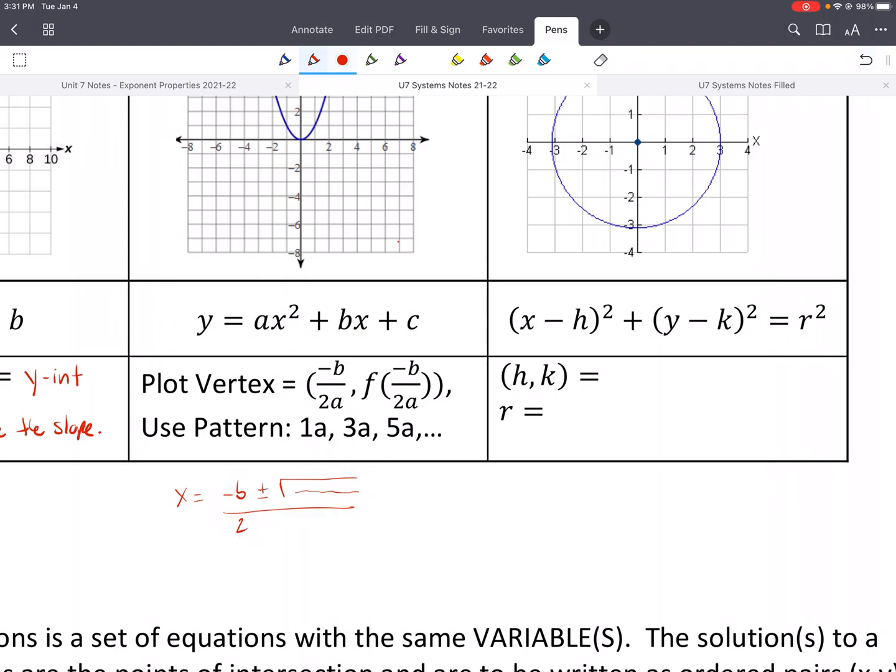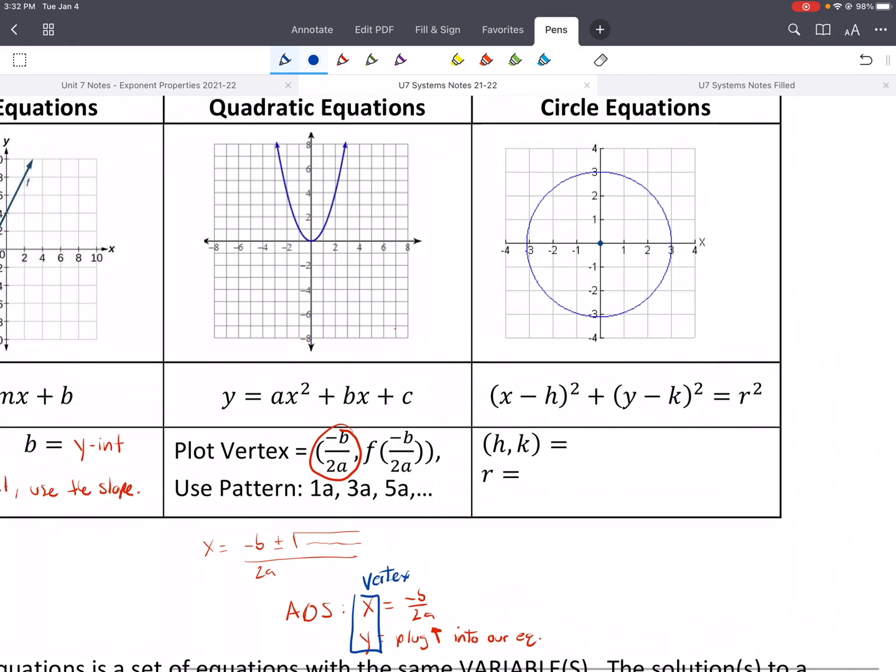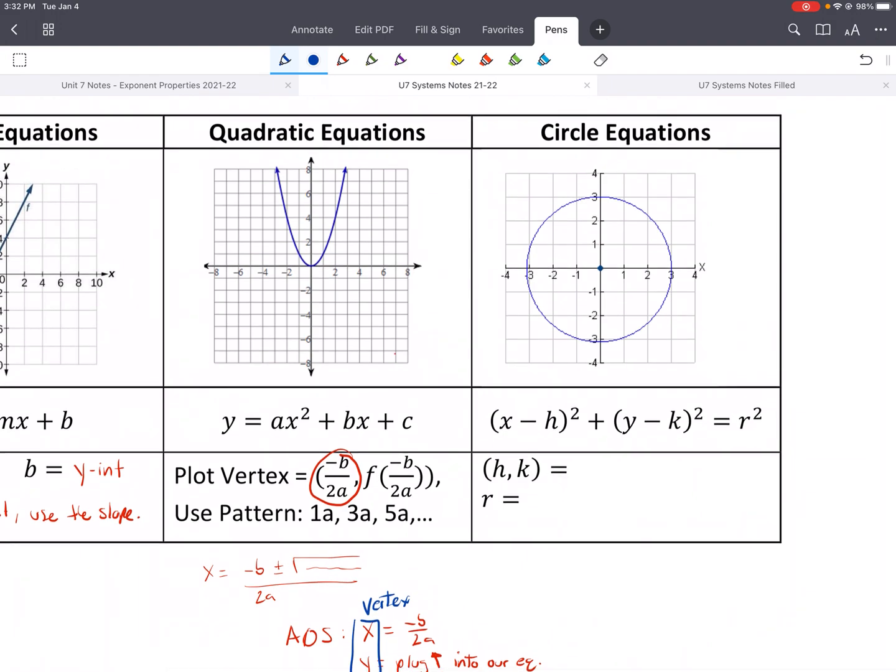So first we're going to find the axis of symmetry. I'm going to write that here, axis of symmetry, which gives us our x, which is negative b over 2a. And then to find the y, we plug this into our equation. We'll do some examples of that. That gives you your vertex. This is our vertex right here. Then we plot our vertex, and we'll use the growth pattern, 1a, 3a, 5a. You may need some help with that if you weren't here when we did this last semester.